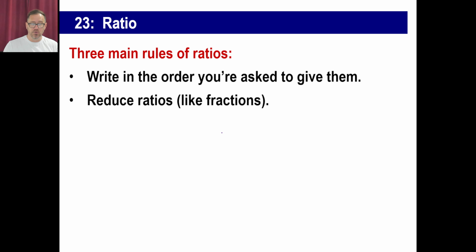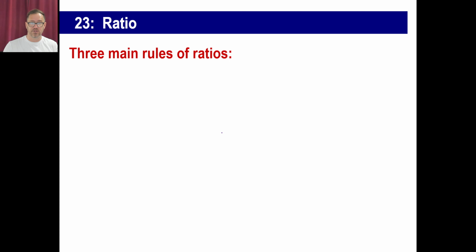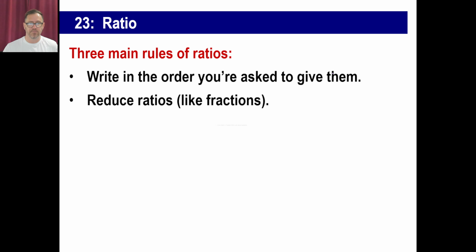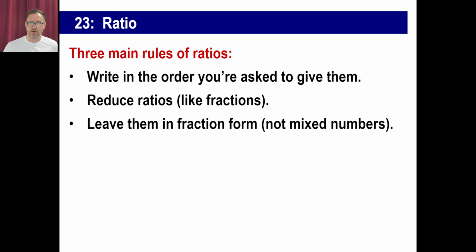Second, reduce the ratios like they're fractions. In other words, if I said the ratio of boys to girls is 50 to 70, it's a big classroom, or a large homeschool family, you should go, well, I don't care if there are 50 plus 70, 120 kids in the van, really squished in there. The ratio is 5 to 7 because that's the reduced fraction of 50 to 70. Third rule is leave them in fraction form, not mixed numbers. We'll talk more about that as we go on.